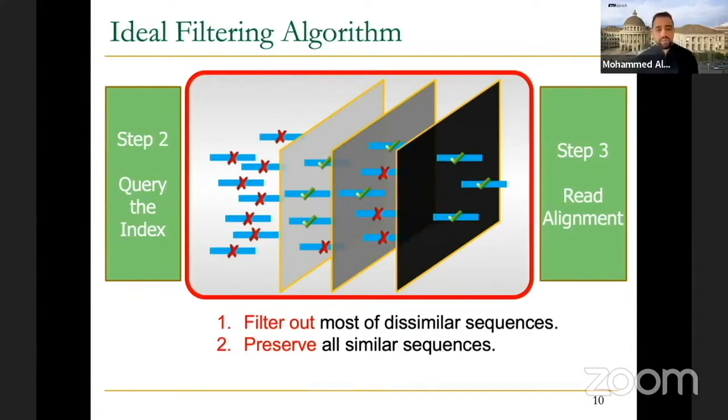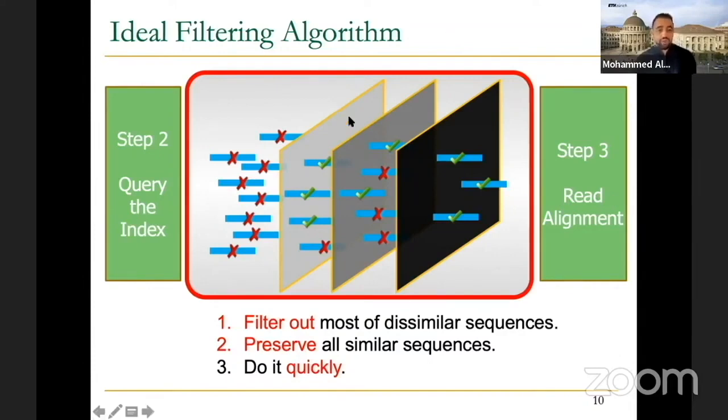And the third property is very important as well: we need to do this quickly, because the goal of having the filter is to accelerate sequence alignment. But if filtering is taking most of the time, or it really has a high overhead, then we are not going to get any benefits, right?